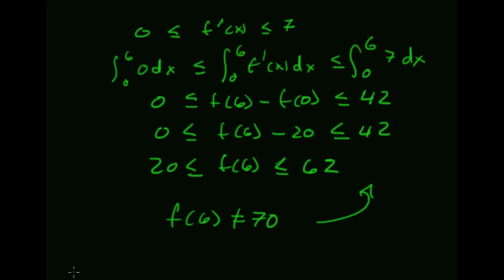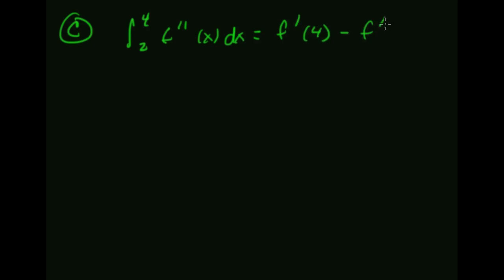So there's part B. All right, so let's look at part C. Part C takes the integral from 2 to 4 of f double prime of x dx. Okay, so it's asking us what this is. Well, if you know the fundamental theorem of calculus, this is really just f prime of 4 minus f prime of 2. Read the table.